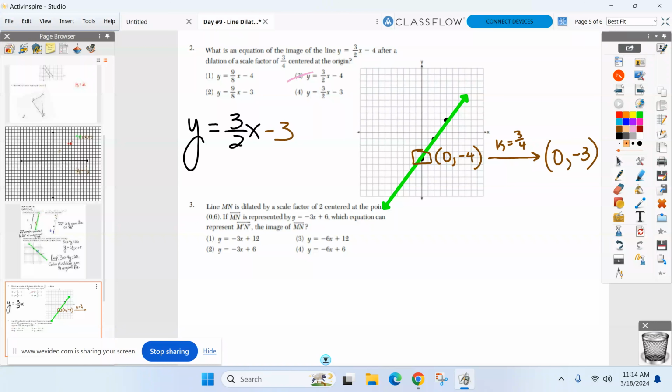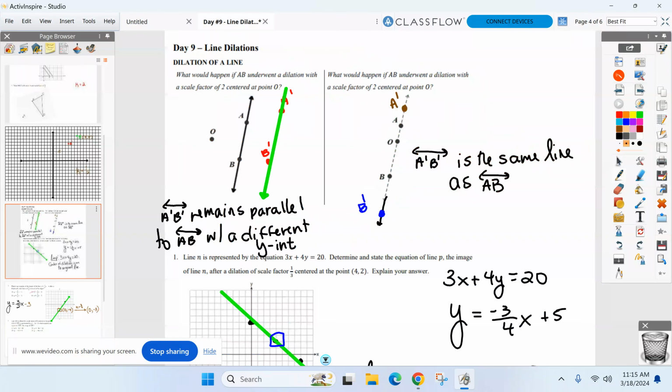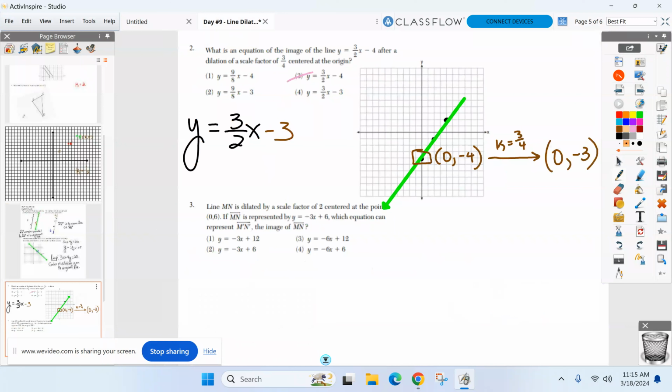So use our shortcut to find your new y-intercept. Take the old one and multiply it by its scale factor. Questions, comments? Any concerns? So now you've seen both scenarios, when the center is on the line and when the center is not on the line.